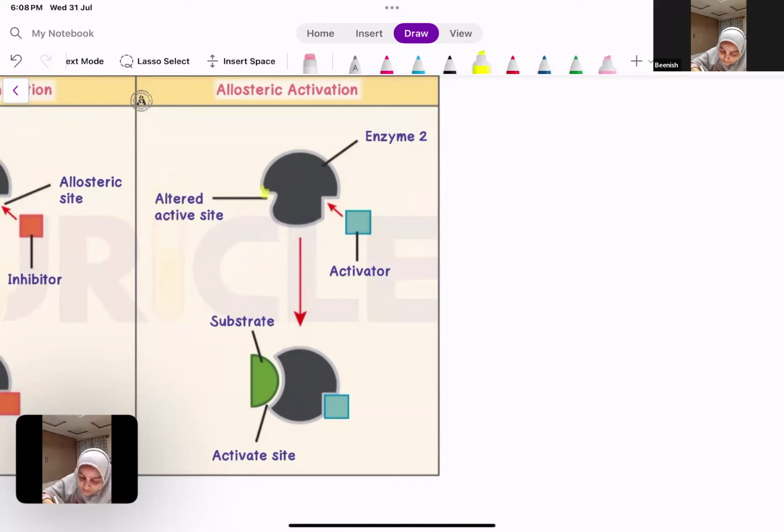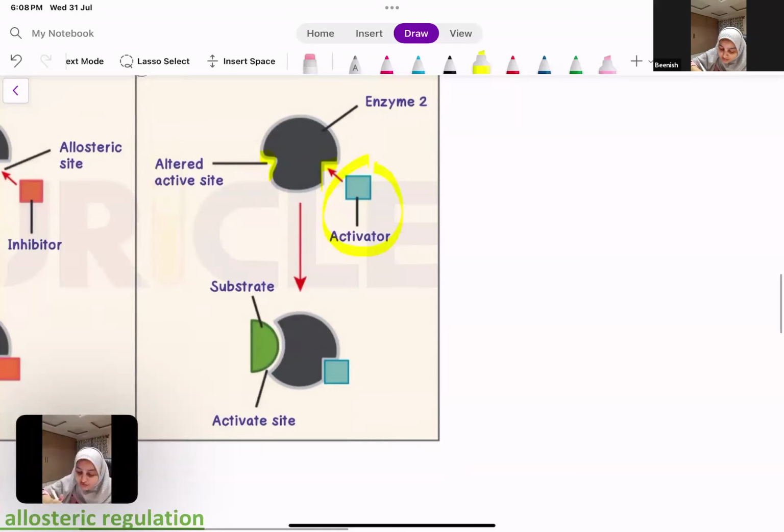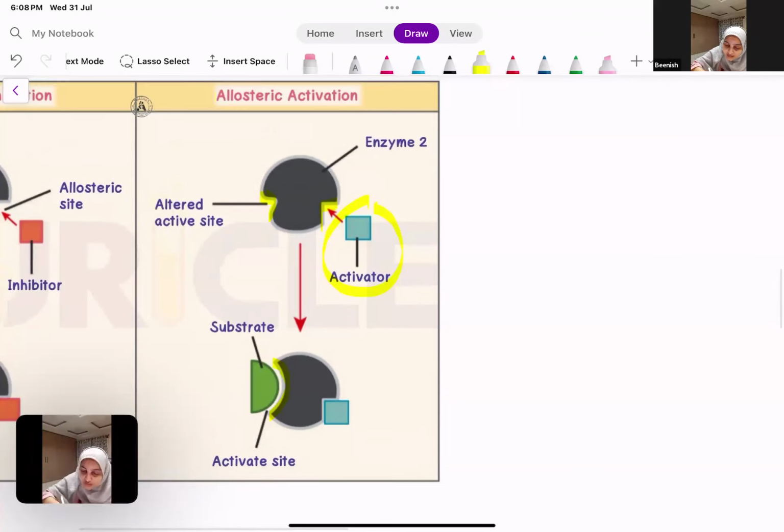This is the active site. And this active site, as you can see, is not favorable for the substrate to bind. But what happens when a modifier binds to the allosteric site? It is going to bring about conformational changes in the active site and make the active site suitable or complementary for the substrate to bind, favorable for the substrate to bind. So this is known as allosteric activation.